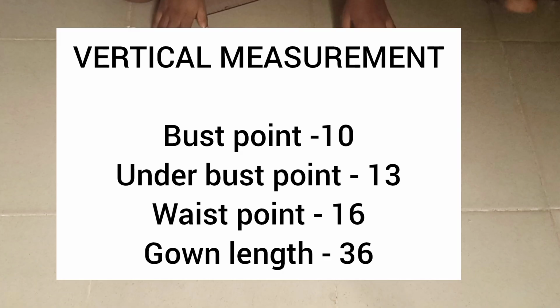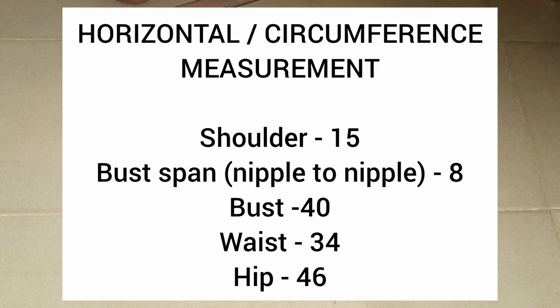For the measurements, we'll be needing vertical and circumference measurements. For me, my vertical measurements are my bust point, my underbust point, my waist point, and my gown length. My horizontal or circumference measurements are my shoulder bust span, my bust measurement, my waist measurement, and my hip measurement.